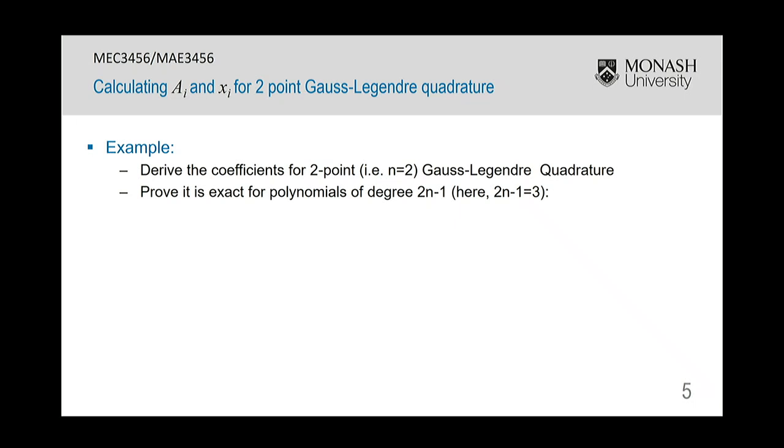I'm going to go through a very simple example of how to derive these weights a_i and the quadrature points x_i for Gauss-Legendre quadrature, and we're only going to look at 2-point quadrature. In other words, we're going to just choose 2 points. We're actually not going to prove this. I'm going to get you to do this as a separate exercise, but we can prove that it's exact for polynomials of degree up to 2n minus 1. Because n is 2 here, that means it's exact for polynomials up to order 3, in other words, cubics.